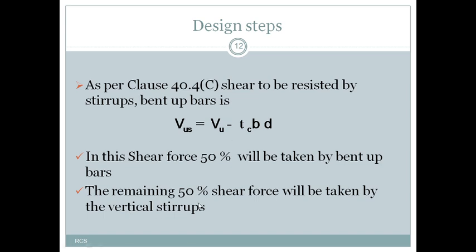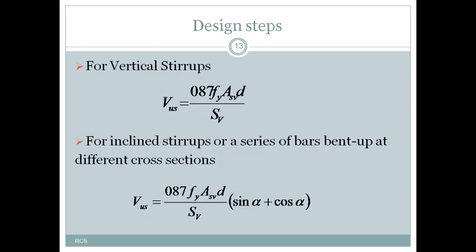Sometimes when we are calculating, you may get the shear resisting capacity of bent up bars to be more than 50%. That should be restricted to 50% or less than that. But for the remaining balanced percentage of shear resistance, we have to calculate the number of vertical stirrups required, the diameter of the vertical stirrup to be provided, and the spacing to be provided. According to the remaining 50%, we have to design vertical stirrups.